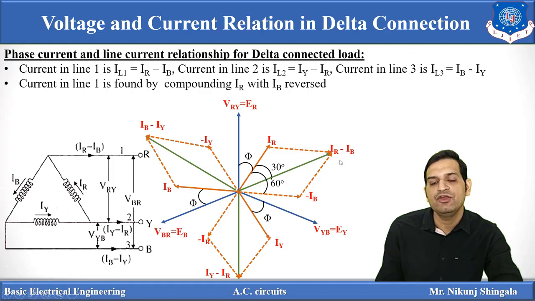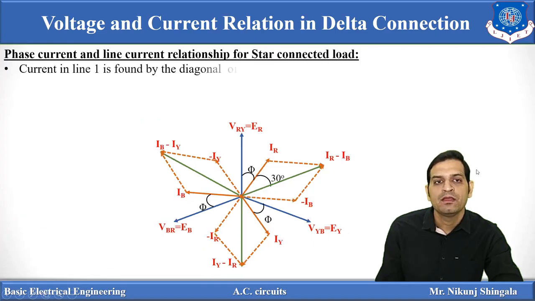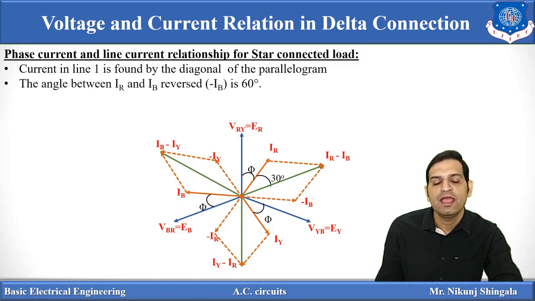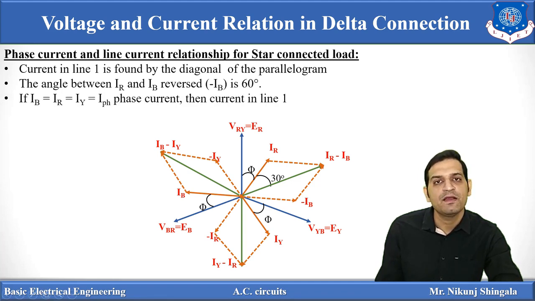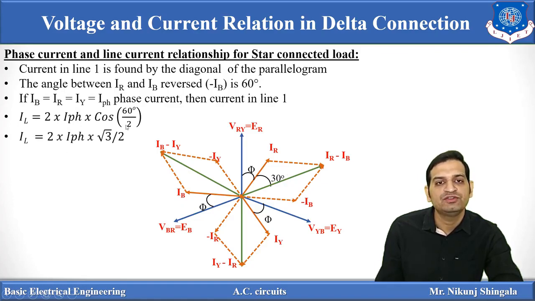Now let us determine the value of this diagonal using the parallelogram method. So the current in line 1 is found by the diagonal of the parallelogram. The angle between IR and IB reverse, that is minus IB, is 60 degrees as discussed. As it is a balanced system, IB, IR and IY will be equal to I phase. So IL is equal to 2 into I phase into cos 60 by 2. That is the equation to determine the value of the diagonal of a parallelogram if all the sides have the same value. Now putting the value of cos 60 by 2.